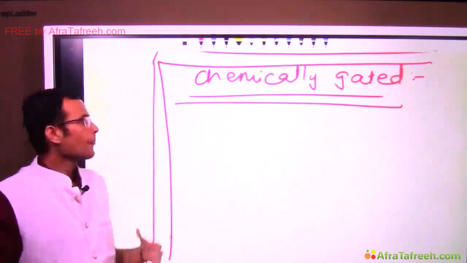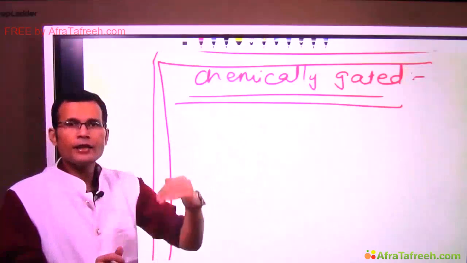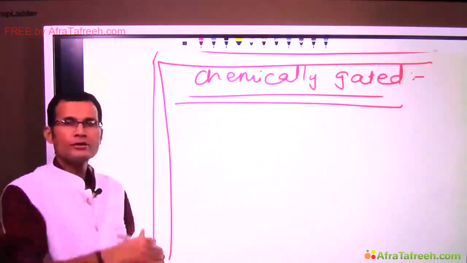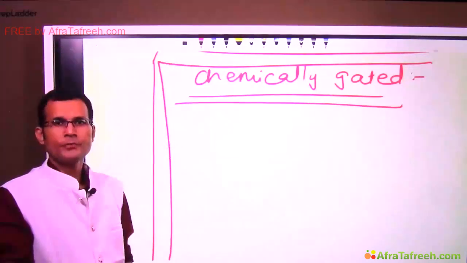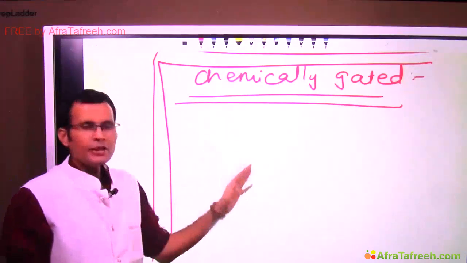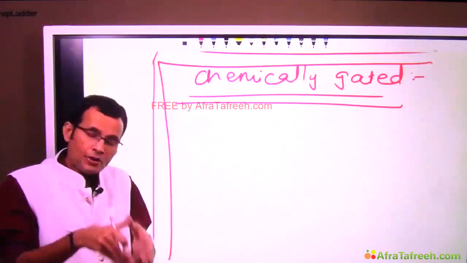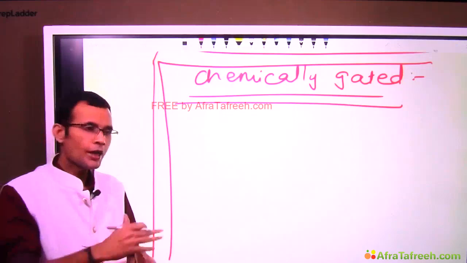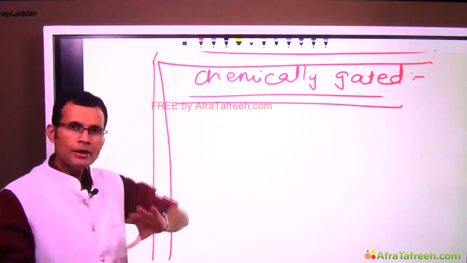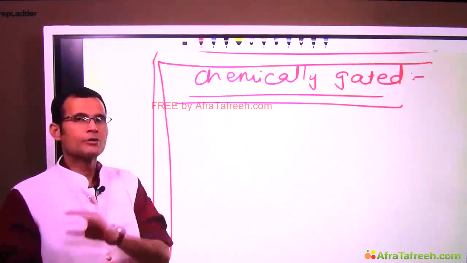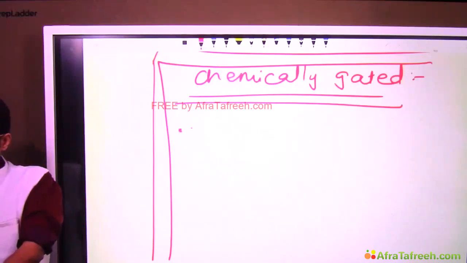The reason is, when I say ligand gated channels, the ligand arrives at a cell from its extracellular side. Ligand arrives at a cell from a distance. And when I say chemically gated channels, I am talking about the intracellular chemical which can open or close the gates. Right? So let that distinction be made. Here I am talking about the intracellular chemical mainly.